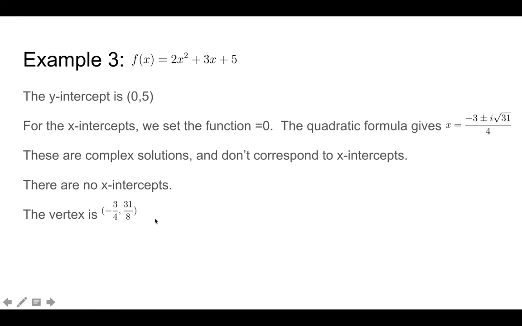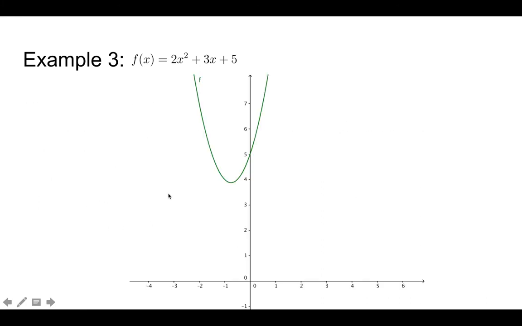The vertex, check these details on your own. Go through the math. For the vertex, this is what we get. If we plot all of those, this is what the graph will look like. So here's our vertex. Here's our y-intercept. Our graph sits completely above the x-axis. No x-intercepts.